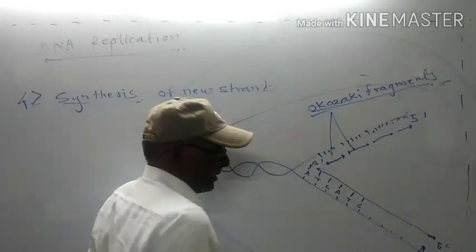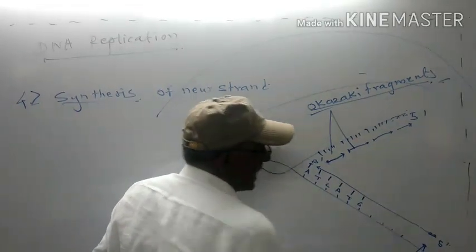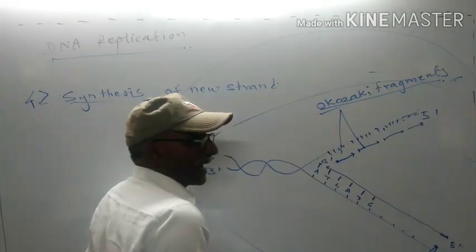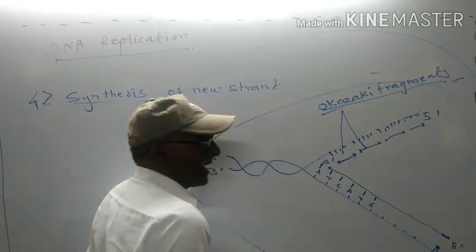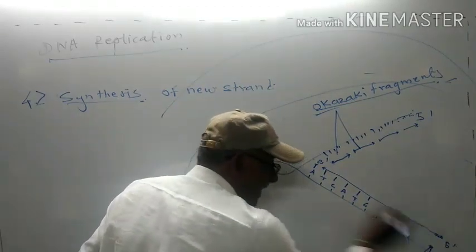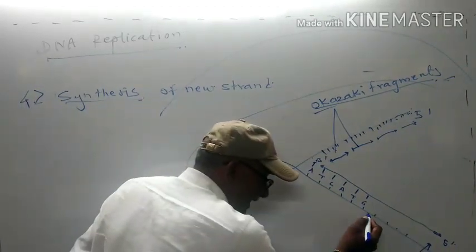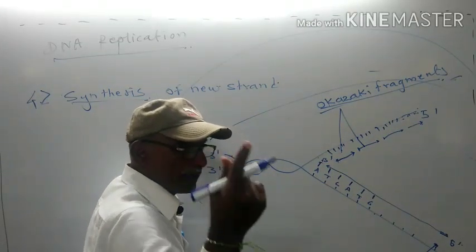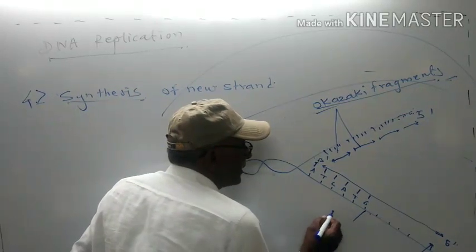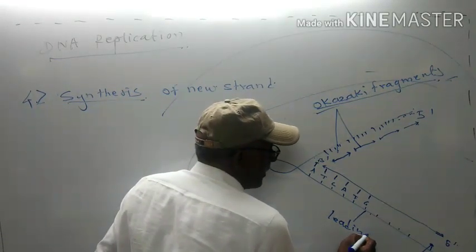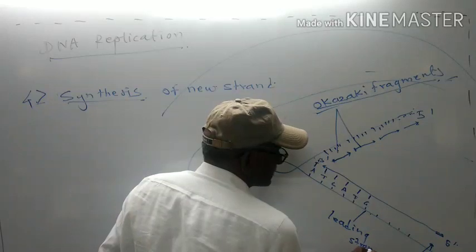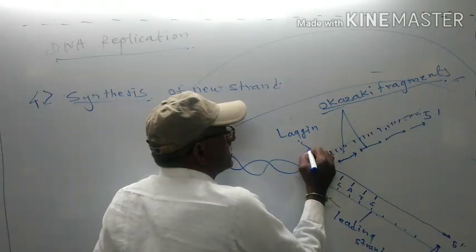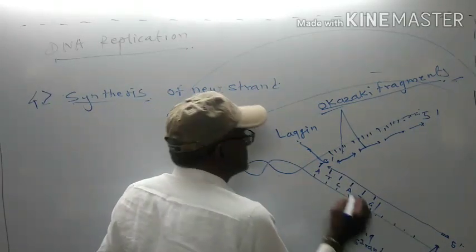So the end at which a continuous strand is formed, or the 3' end at which the RNA primer attached, there a continuous strand is formed, and so the process begins here. So this strand is a leader here. It gives lead to the formation of the new DNA strand. So this is called as a leading template or leading strand. And this is called as what? Lagging strand. This is called as lagging strand.